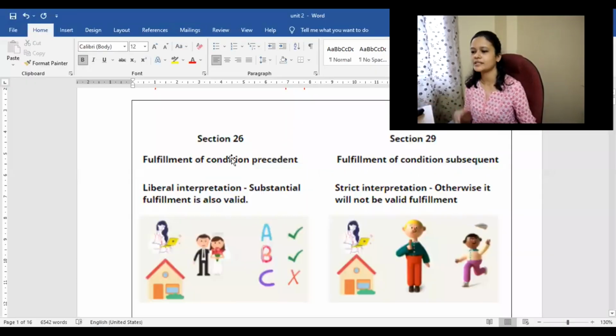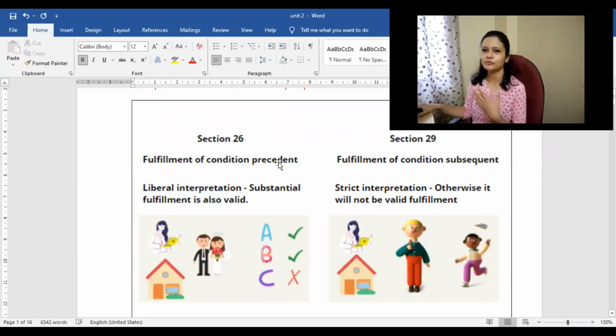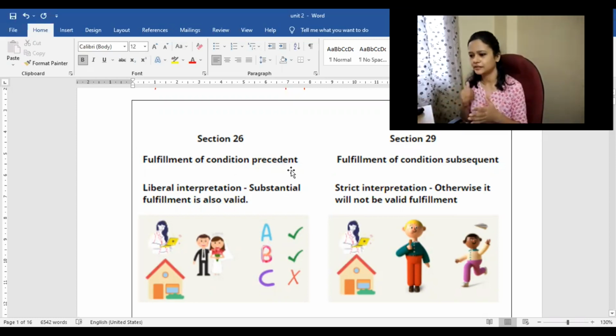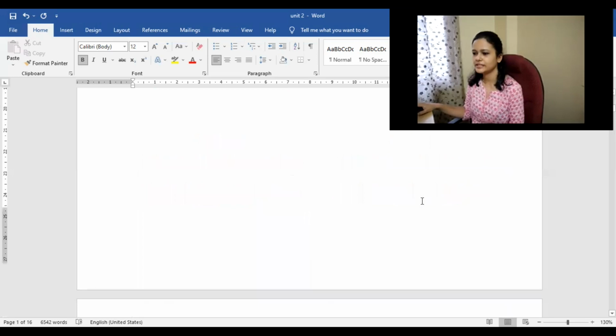But now what is condition precedent and what is condition subsequent? Condition precedent, we know precedent as in before, you need to fulfill it. Condition subsequent, as in later on, subsequently you can fulfill it. So section 26 provides for fulfillment of condition precedent. After getting the thing also, you can basically fulfill the condition. And in this case, fulfillment of condition subsequent, you can fulfill the condition at a later stage also. So these are the two provisions.